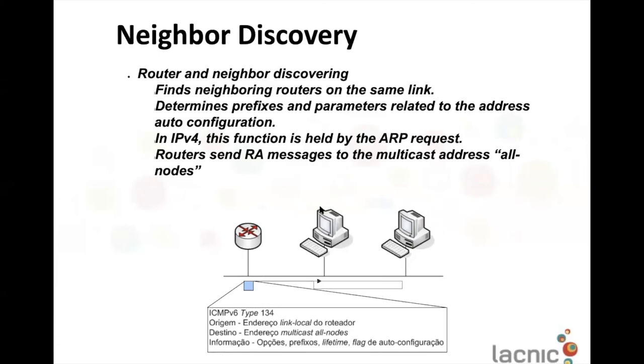What is going to happen? These devices are going to configure themselves automatically, because the router is going to send options, prefix, and much more information, and they can configure themselves automatically. If I do not want to use DHCP, there is an option, I still can have auto configuration in my network.